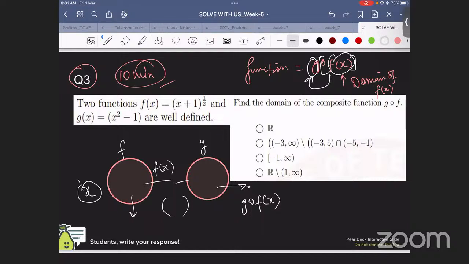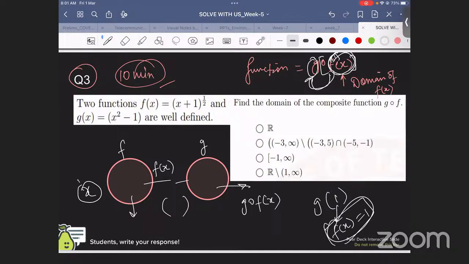Now, for the outer function, the inner function will have some range, and only that range will satisfy the outer function. For example, if you are putting g of 1, that means here f(x) is equal to 1, so 1 is in the range of the function f(x). All those values of the range of f(x) should satisfy g(x), correct? So you have to calculate the range of f(x) and exclude.